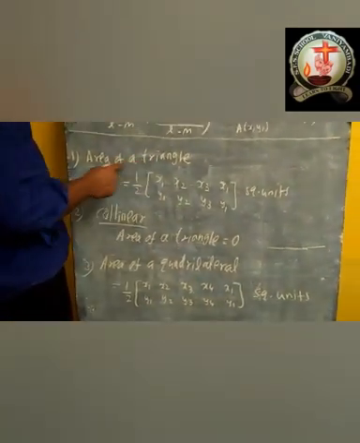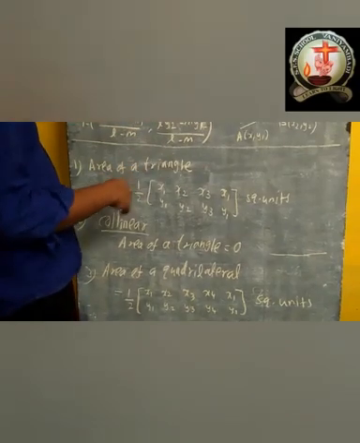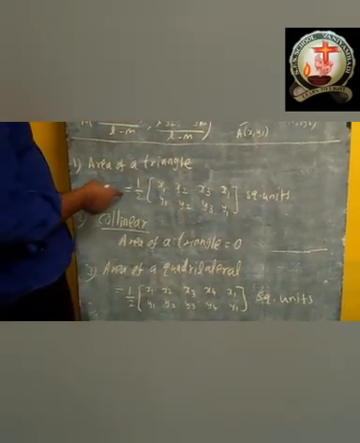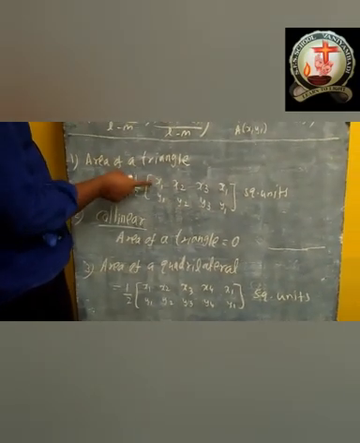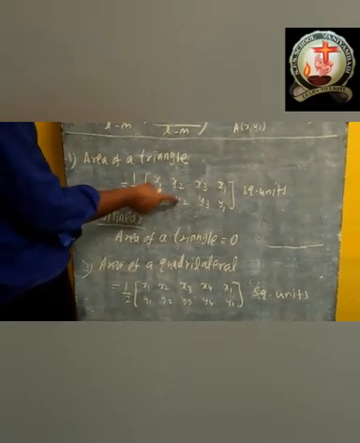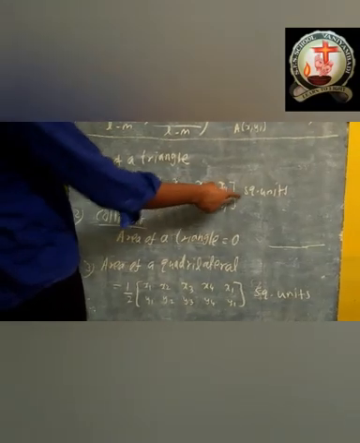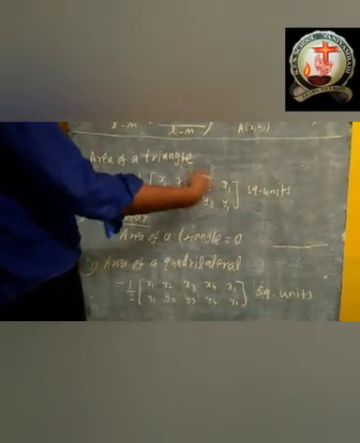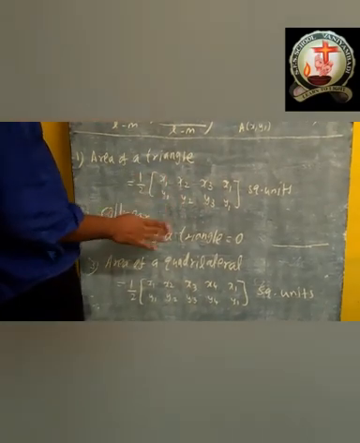This is for the triangle. The area of the triangle we already learned in lower classes: half into base into height. But here, based on the points, we are going to learn x1 y1, x2 y2, x3 y3, x1 y1, square units. Some other maths teachers will use some other formula, but this is the very easiest formula.